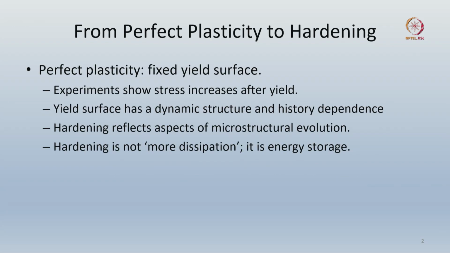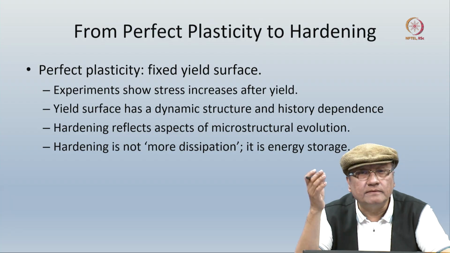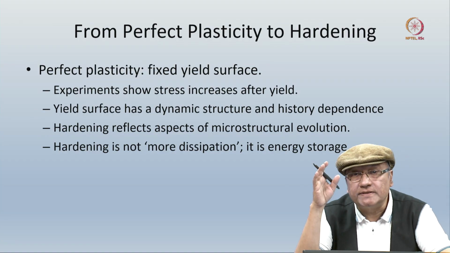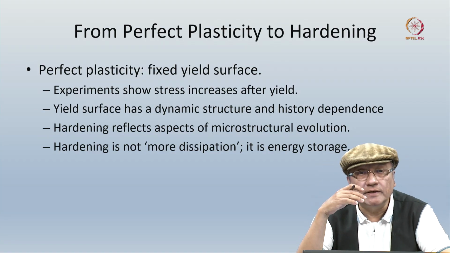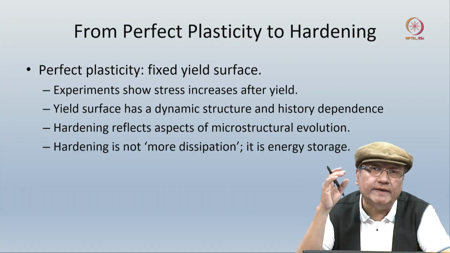As I said, from perfect plasticity we have to move on to plasticity with hardening. You would recall that perfect plasticity has a fixed yield surface, so there is no dynamics for the yield surface. This is not what is experimentally evidenced if you do experiments on metals or other materials like polymers. You will see some dynamics of the yield surface as the loading continues or is discontinued. The yield surface will be moving.